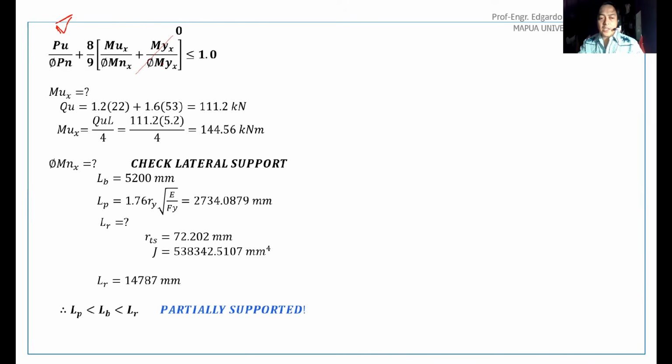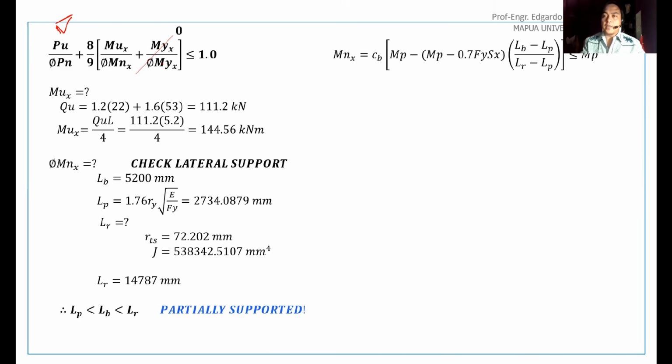Now, pagka partially supported yung beam, ano yung MNX natin? So, diba may equation tayo dyan. So, as per the NSCP code 2015, that would be the MNX equation, involving the MP and the CB. So, I solved for the MP. MP is the plastic moment, which is Fy ZX. No? So, we got 341. So, Fy is 345, yung ZX section property taken from the steel manual.